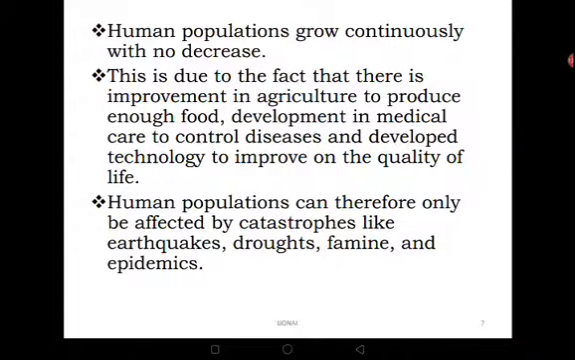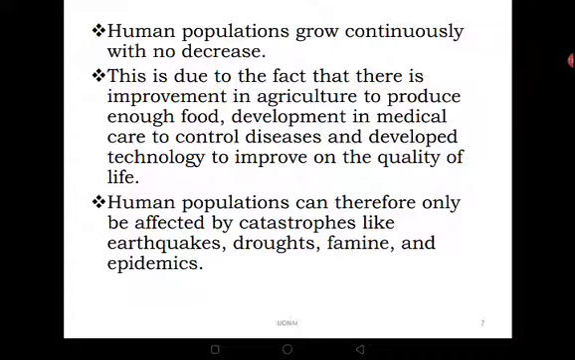So human populations grow continuously with no decrease. Remember the graph of population growth. There was a decrease at some point. But for human populations, they don't follow that graph. For them, they grow continuously without decreasing. And why? Why do human populations continuously grow?